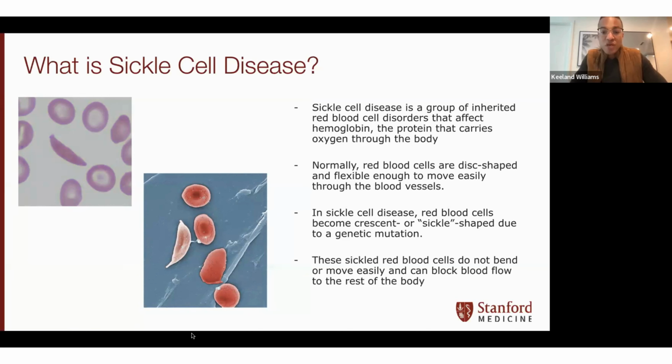And these sickle red blood cells do not bend or move easily and can block blood flow to the rest of the body. As you can imagine a circular tube, you can see how these regular red blood cells can easily pass through a 3D cylinder, right? However, you get these oddly shaped sickle cells that can clump in the cylindrical tube, that is the blood vessel, inhibiting blood flow to certain areas of the body. That can cause ischemia, or as people know it, decreased oxygen to certain parts of the body, which could cause a lot of inflammation and pain.